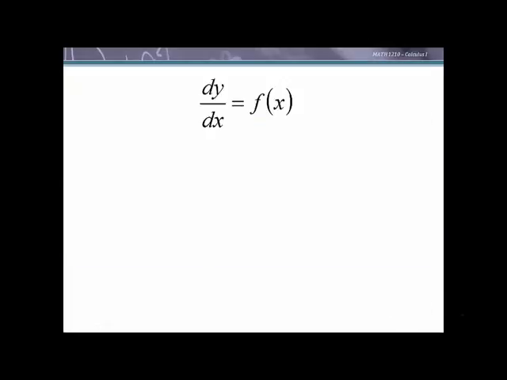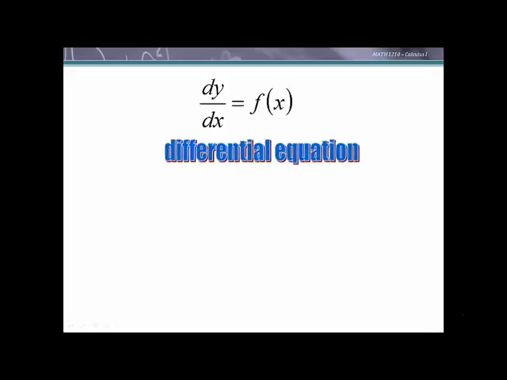Think of if I tell you the derivative of something equals f of x. So I'm giving you the derivative function. We call this a differential equation, and the reason we call it a differential equation is because it's an equation that has a derivative in it. And there is a whole branch of mathematics dealing with differential equations.